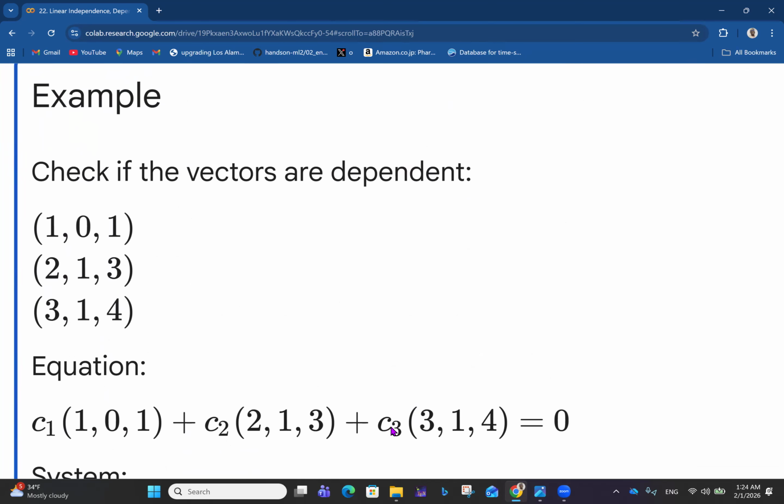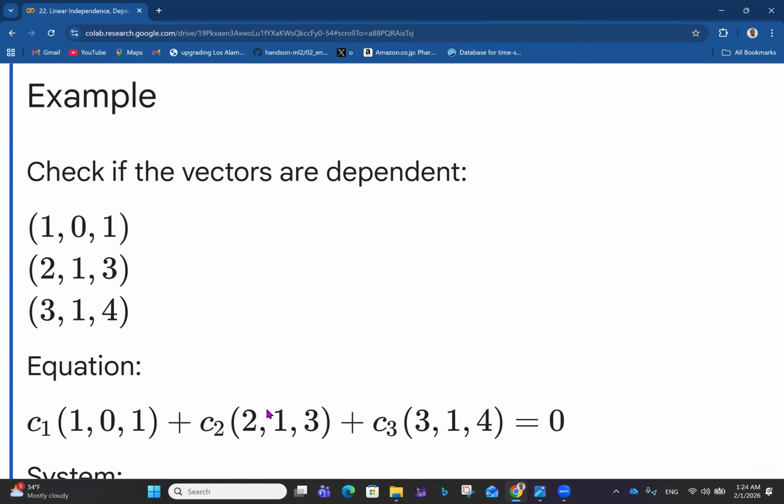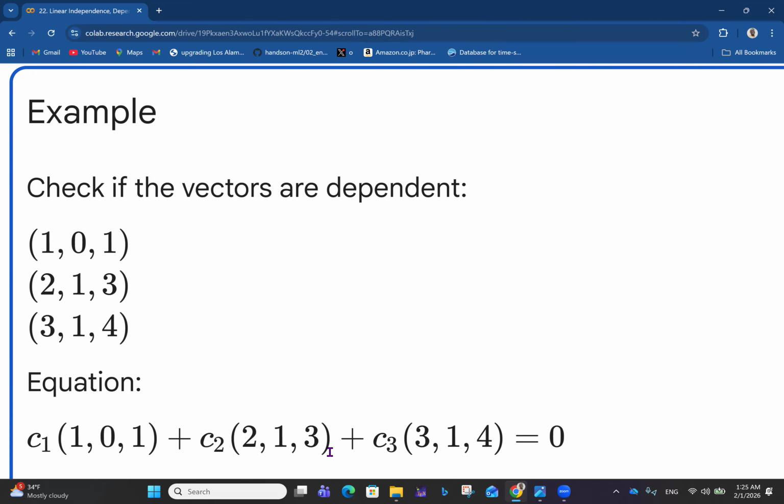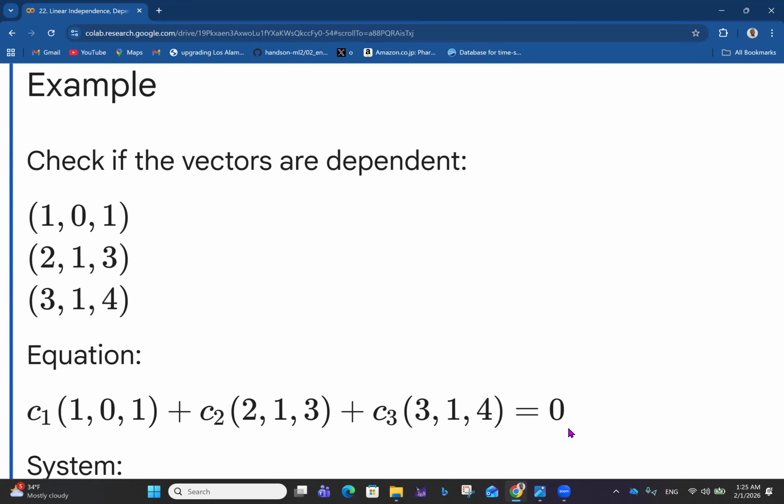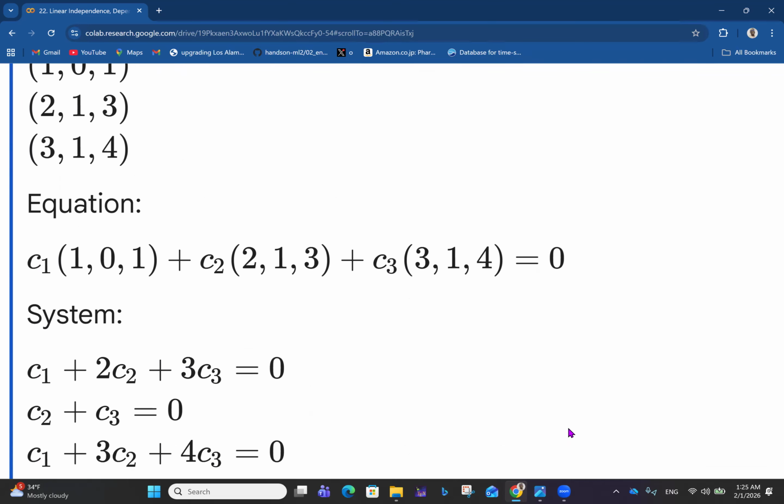Check if the vectors are dependent. You have (1, 0, 1), (2, 1, 3), (3, 1, 4). So what do you do? You set up the system: C1 times (1, 0, 1) plus C2 times (2, 1, 3) plus C3 times (3, 1, 4) equals 0. Of course, this 0 is not just an ordinary 0, it is the zero vector because it is also three-dimensional. You could as well say (0, 0, 0) if you like, but that's the zero vector.